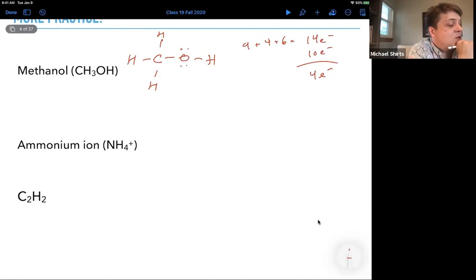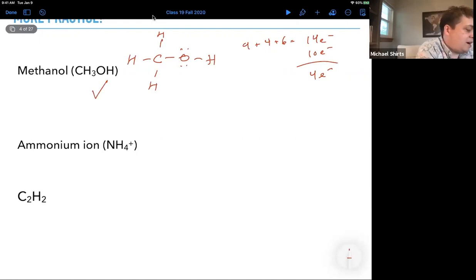So now once we put those 2 lone pairs on oxygen, we can see we've used up all 14 electrons. Everything has a full octet except for the hydrogens, which all have 1 bond. They have a full doublet. And so yeah, that's the Lewis structure for methanol.